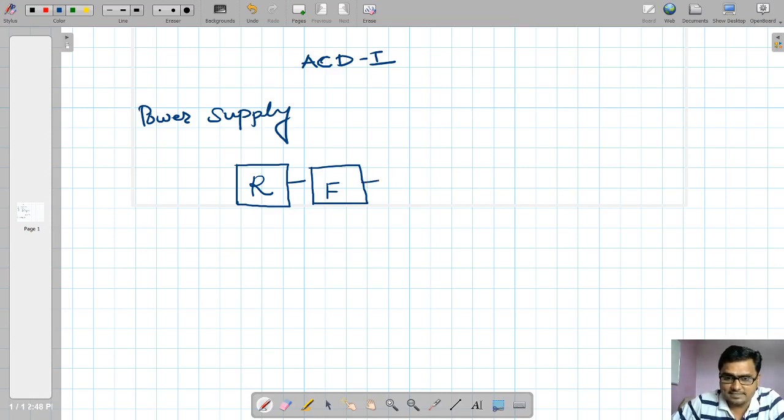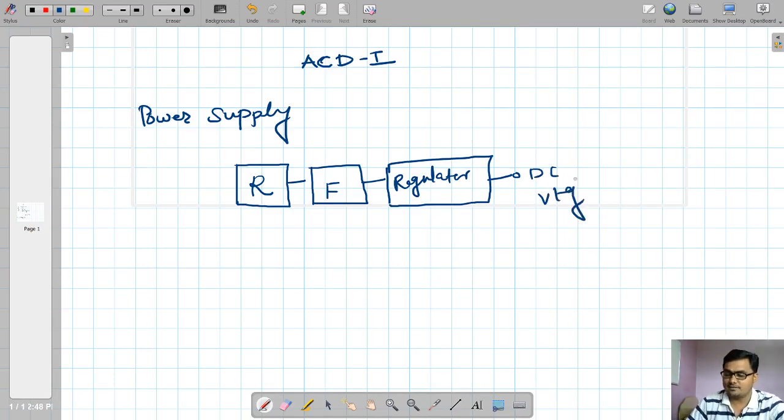from this power supply chain is a regulator. Is what? A regulator. And at the output of the regulator, I will get constant DC voltage. At the output, I am getting constant DC voltage.